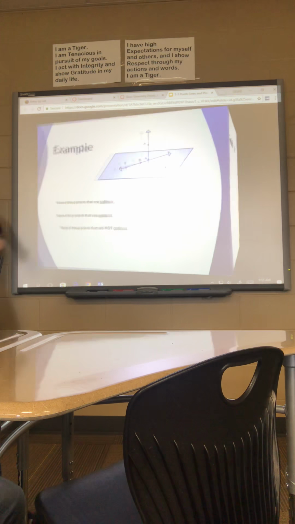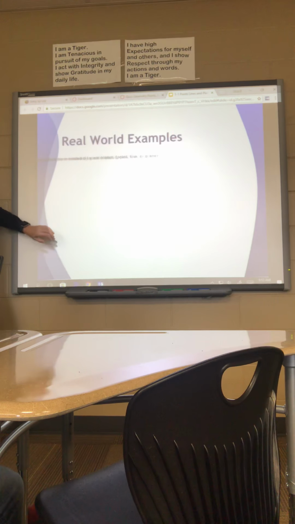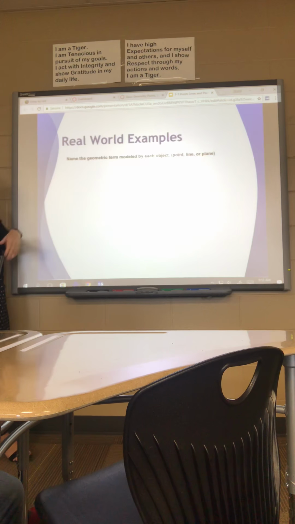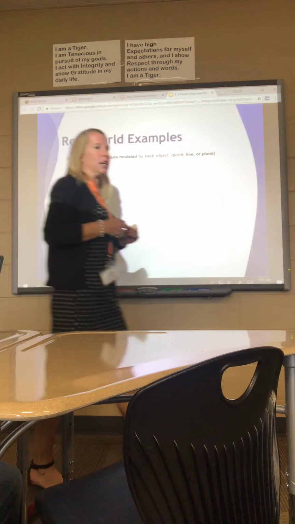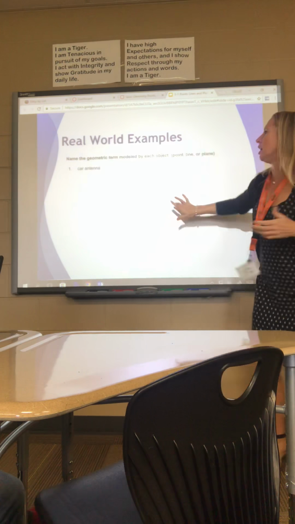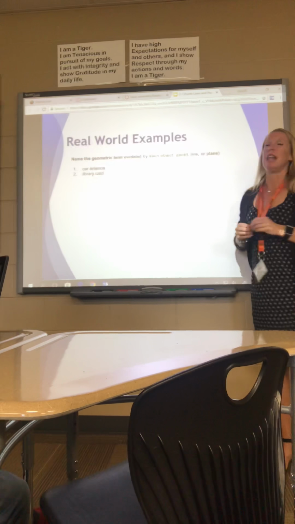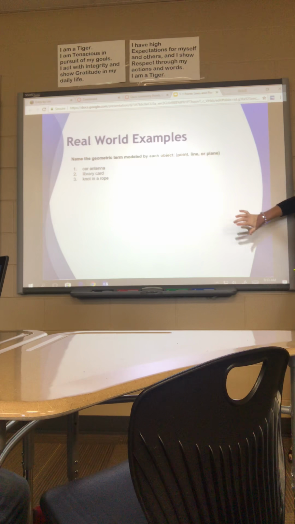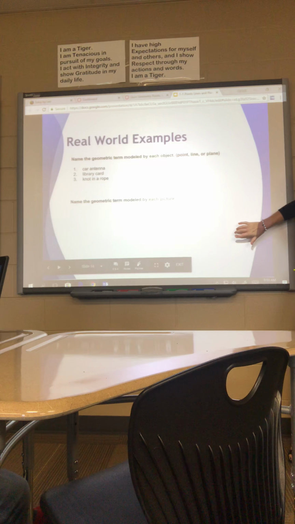R&D department. Okay, real world examples. Name a geometric term modeled by each object, like a point, a line, or a plane. So these are real world objects. Car antenna, what would that represent? A line. Good. TV. A library card. Plane. A knot in a rope. Point.